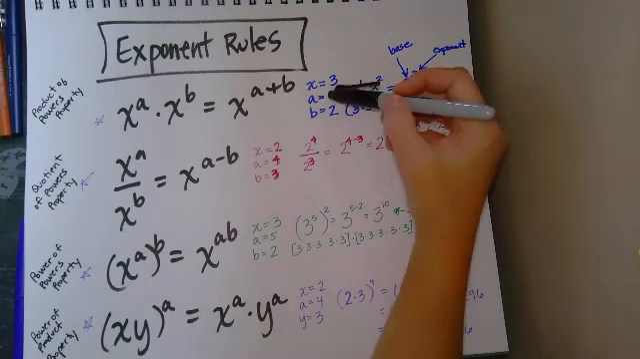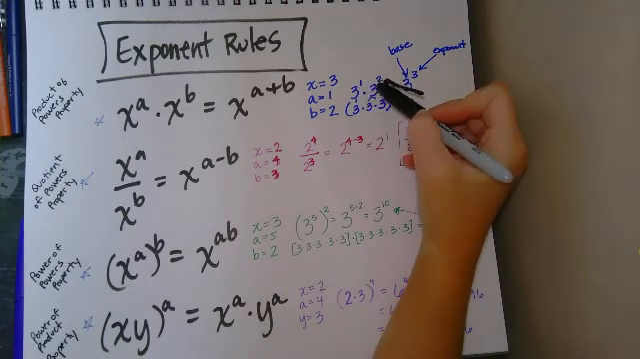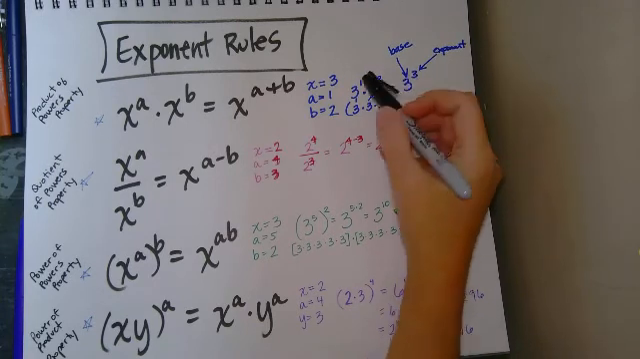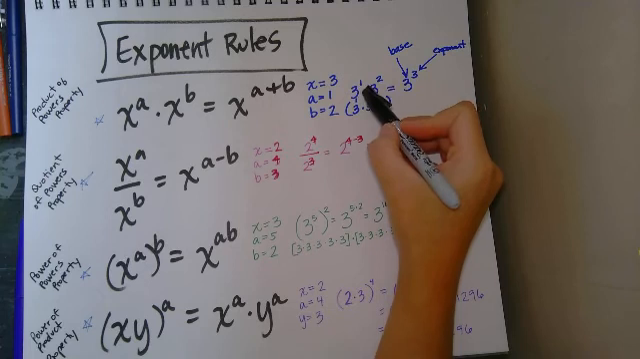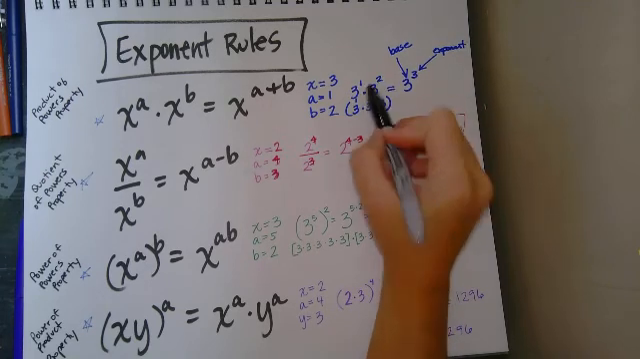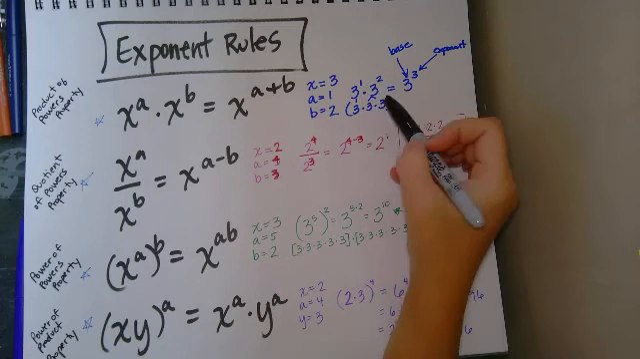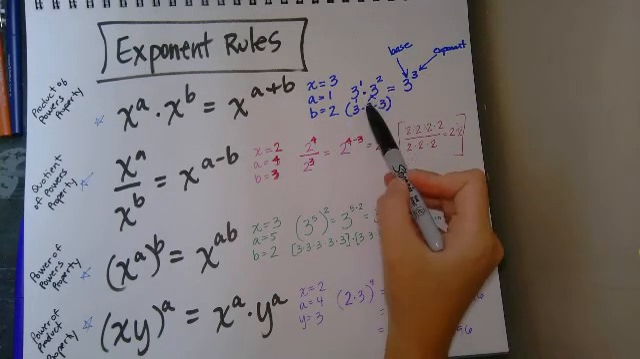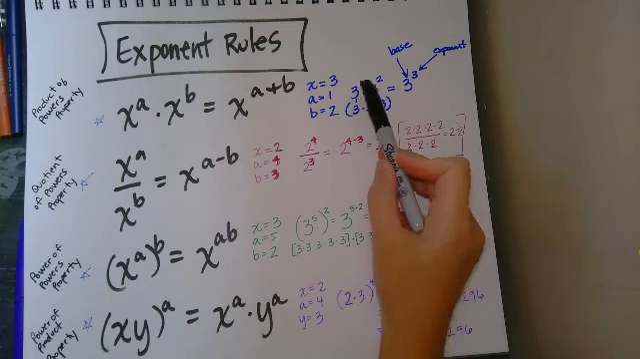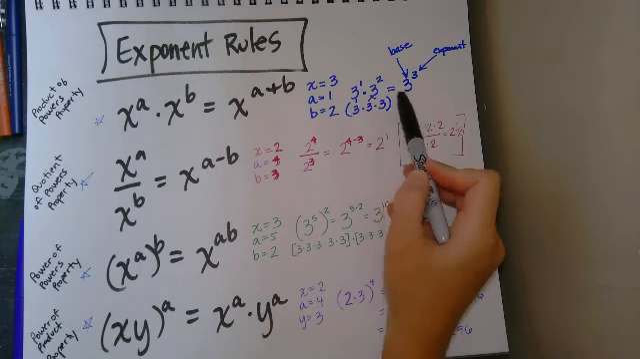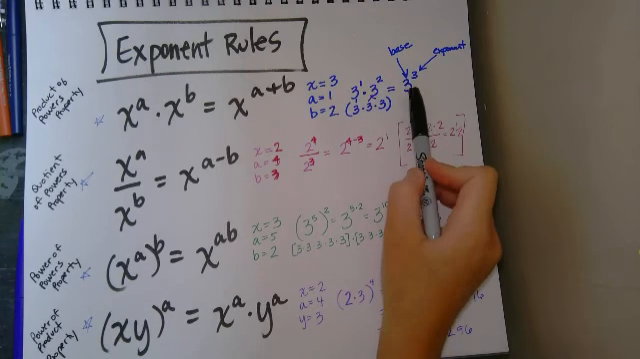If x is 3 and a is 1 and b is 2, then we have 3 to the first times 3 to the second, which is the same as 3 to the third because we're going to add the exponents if we're multiplying. So this is why it's the product of powers rule, because we're multiplying. If you think about why this works, 3 to the first is just one 3. 3 squared is multiplying by 3 twice. And so 3 to the first times 3 squared, of course, is going to be 3 to the third because we'd be multiplying by 3 three times. So 3 to the third.